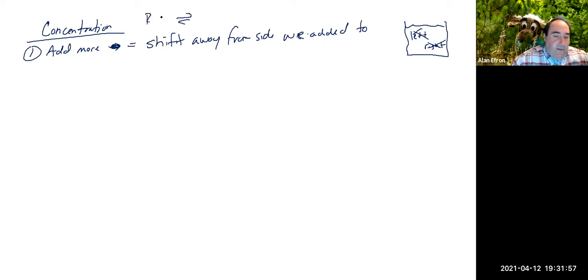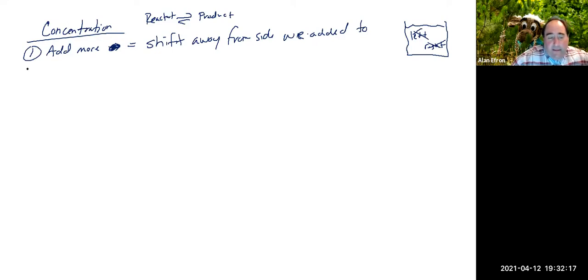Left-hand side would be the reactant side. Right-hand side would be the product side. So when we talk about left to right, we're talking about adding more reactants or adding more products. That's what we're essentially talking about here. So whenever you add, it goes away from the side. So AA is a good way to remember that: add away.